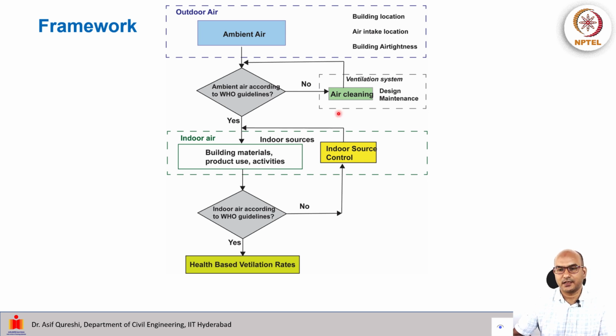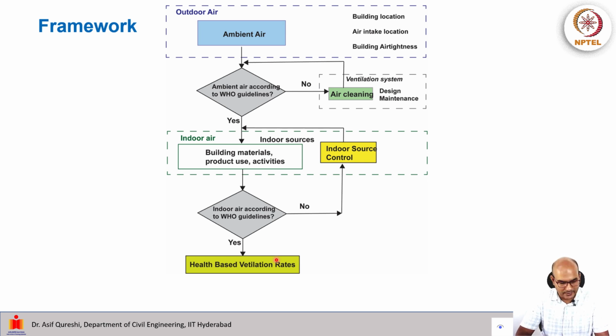Which is, we have to somehow ameliorate these sources. Do we need to improve our cooking mechanisms, or do we need to use some better building materials? What kind of products should we use? So if we do indoor source control, we control these kinds of sources, and then again come back and see what indoor air quality is possible, and will this satisfy the WHO guideline? If yes, then we go for designing the health-based ventilation rate based on this complete framework system.